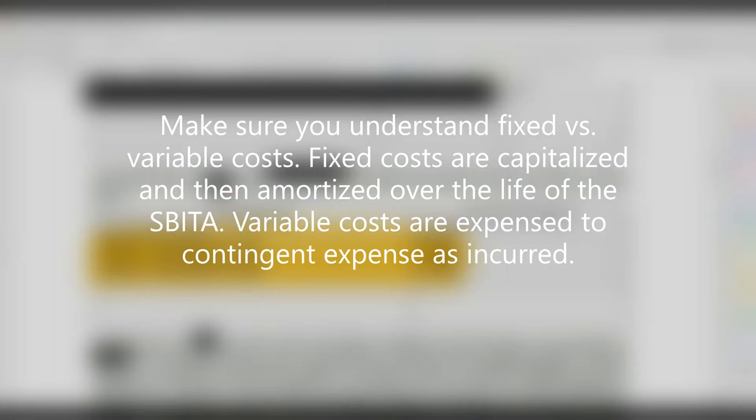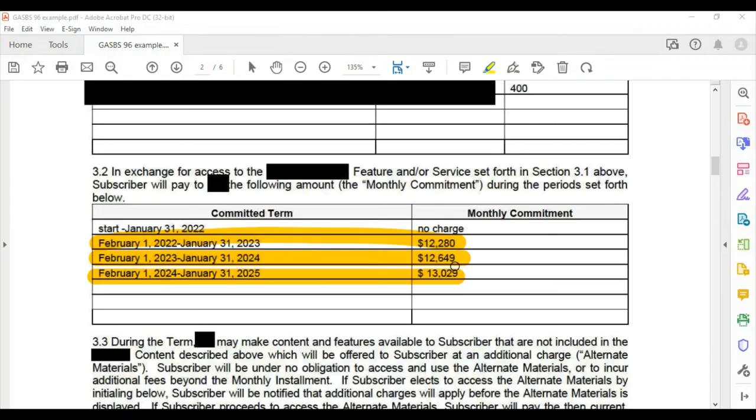Now, one more thing I want to say about this, on this $12,280, $12,649, and $13,029 per monthly charge, is you need to make sure if this includes tax or not. If it doesn't include tax and you're going to be charged tax on this, you need to build in the tax on your capitalization costs, because whatever your monthly bill is going to be, that is what's going to hit your general ledger, that is what you need to have broken down between your principal and interest.